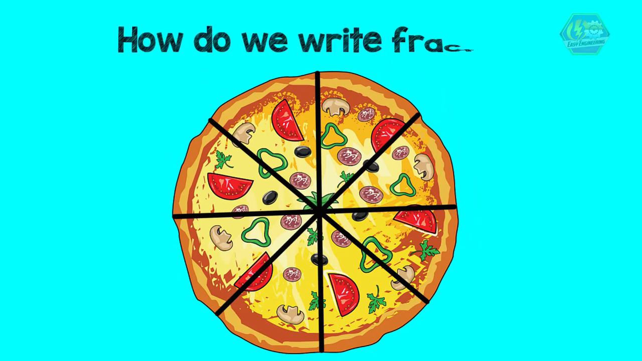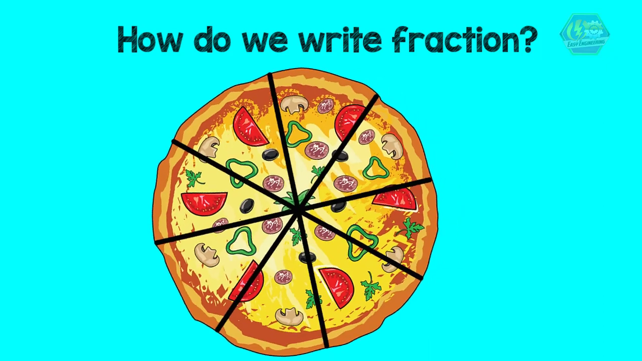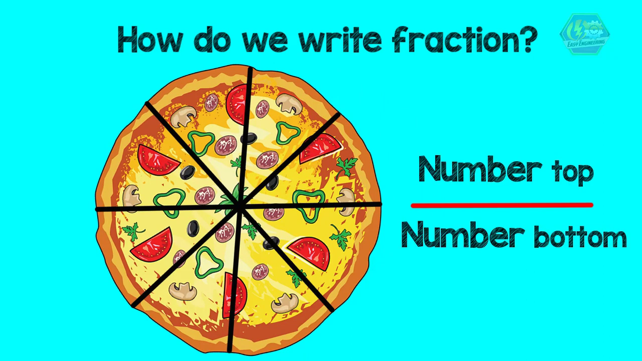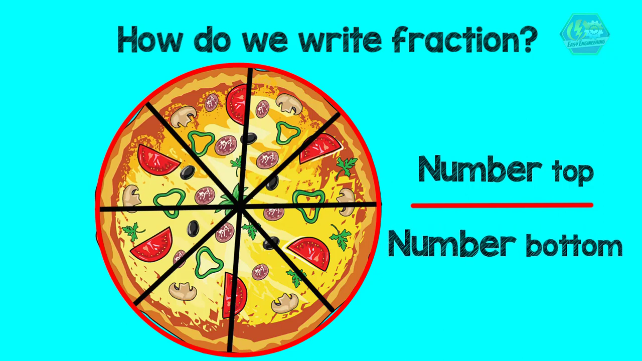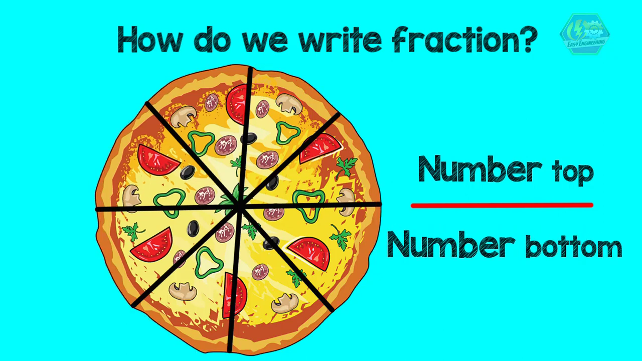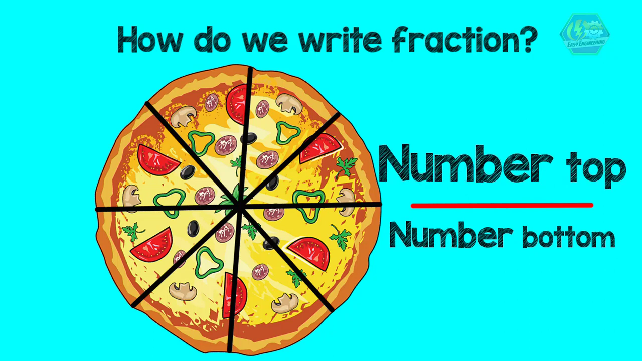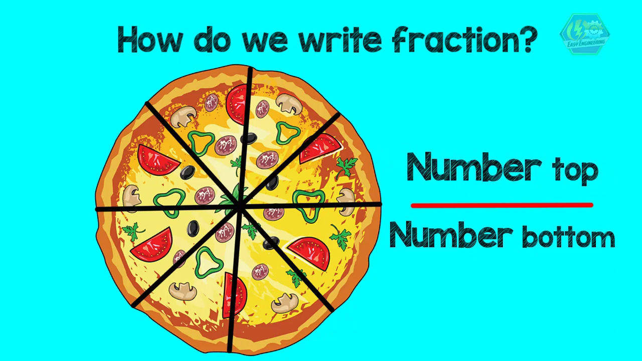Now, how do we write a fraction? We need two numbers to write a fraction, one number on top and one number on the bottom, and we will separate them using a line, just like this. As I said earlier, a fraction simply tells us how many parts of the whole we have. So the number on the bottom tells us how many parts the whole is divided into, while the number on top tells us how many of those parts we have.